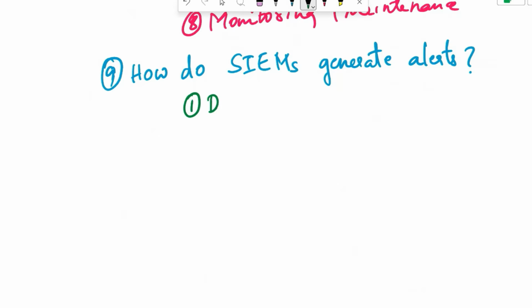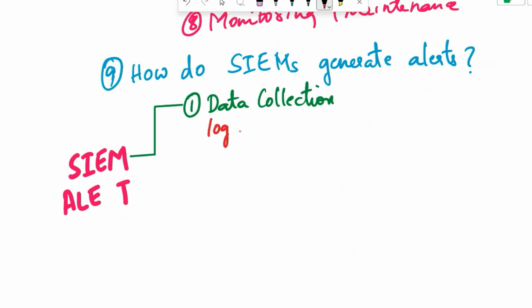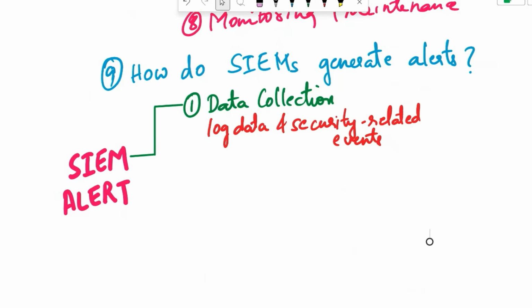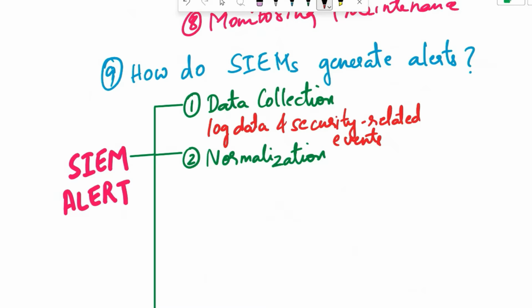First step is data collection. SIMs collect log data and security related events from various sources in real time or near real time. This data can include firewall logs, intrusion detection system alerts, authentication logs, system logs, and so on. Next step is normalization. The collected data is then normalized, which involves converting data from different sources into a common format. This step helps in consistent processing and analysis.